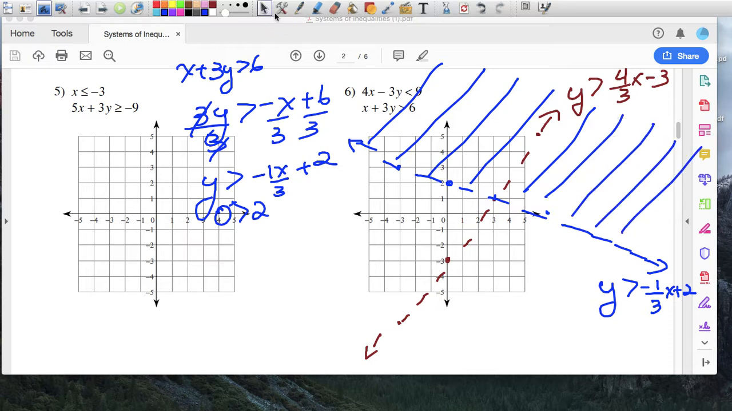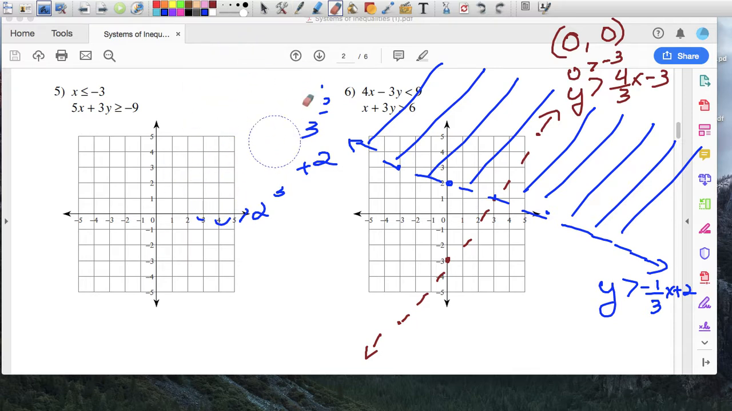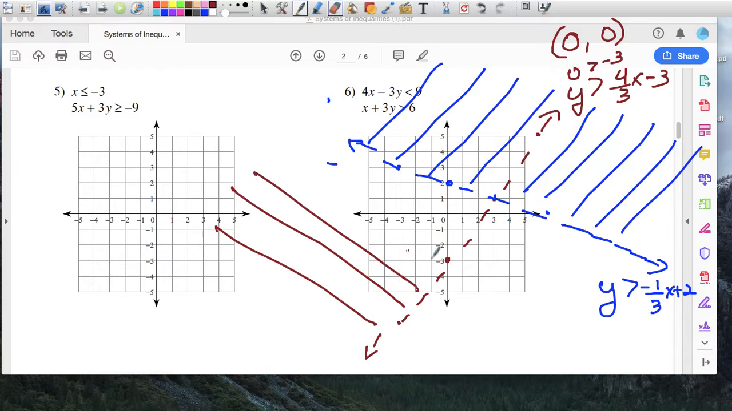Okay, let me go back to the red. So for the red, if I do a 0, 0 test, right, substitute the point 0, 0 in for x and y, I'm going to get that 0 is greater than negative 3, because 4/3 times 0 is just 0, so that cancels out. So 0 is greater than negative 3. And for the red line, I want the side, so it's above or below the red line. It's above because 0, 0 is above that. So for the red line, I want the area that is above.